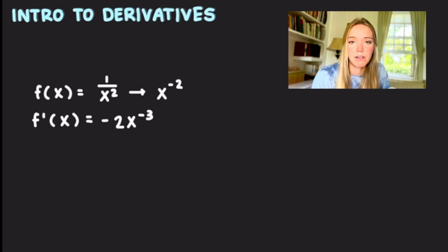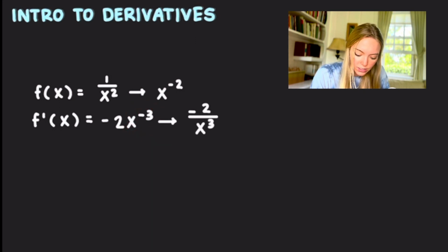Some teachers are going to be fine with you writing your answers like this. Others are going to want to move this x to the denominator. So again, there's a negative. We can take the negative away by moving this x to the denominator, giving us -2 over x to the third.